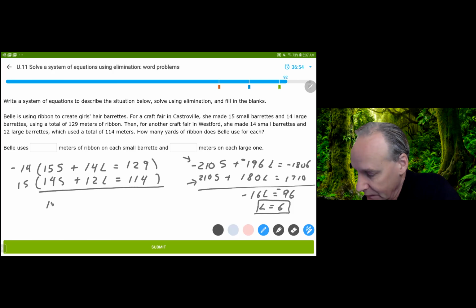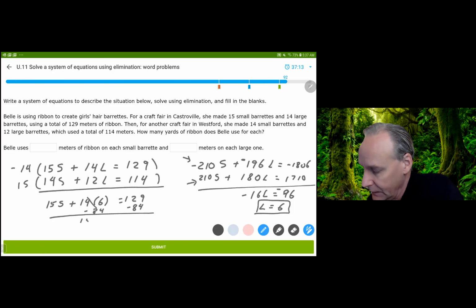I'm going to use this one, 15s plus 14 times 6 is equal to the 129. And we're just going to subtract this 84 from both sides. And it cancels out. And we have 15s. Sorry, that 15 is kind of funky looking there. Geez, I just can't seem to fix it. That's going to give me 45, I think. And we're going to divide by 15 on both sides and get S is equal to 3 meters.